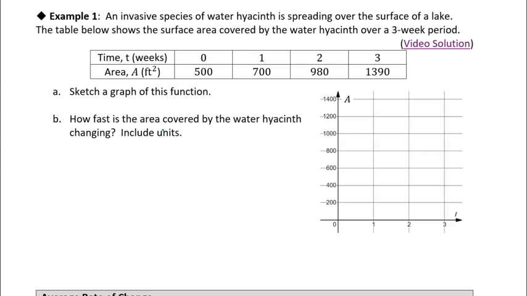periods. Okay, so we went out and we measured an initial area of 500 square feet, and then after each week we again went out and measured the area to see how the area that has been covered by this water hyacinth is changing over time. Okay, so our first task in this example is just to graph the function.